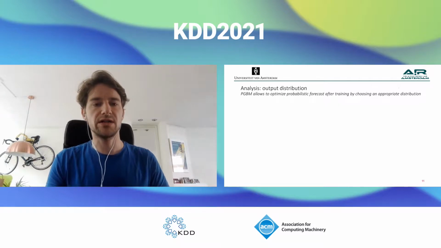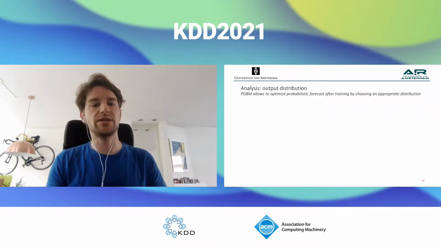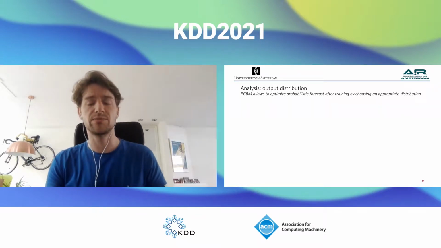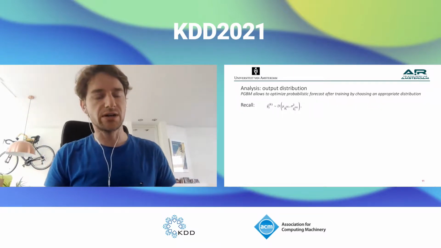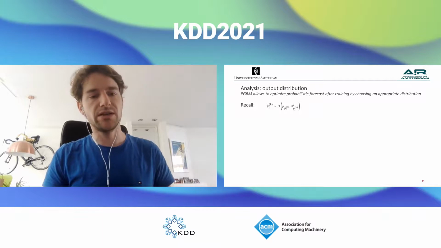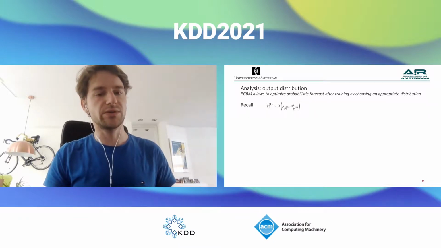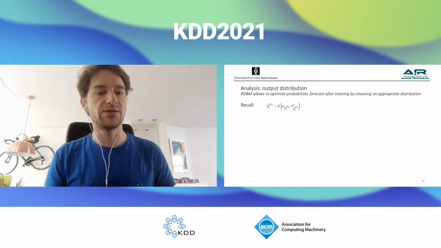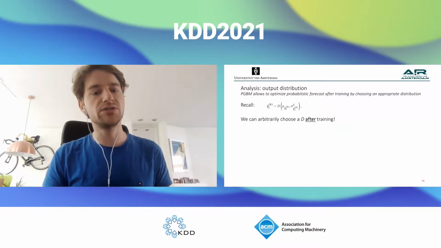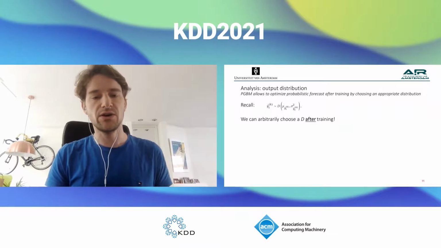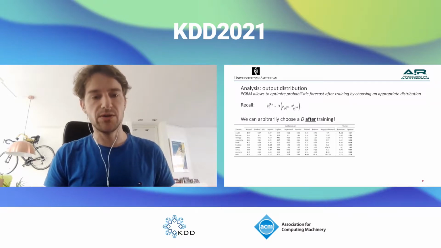Yes, so let us first start with the output distribution. One of the benefits of PGPM is that it allows us to optimize the probabilistic forecast after training by choosing an appropriate distribution. So what do I mean by that? Recall that our final estimate is given by drawing from a distribution that we parameterize using a learned mean and variance. But we can arbitrarily choose this distribution D after training. So we did that in our paper.